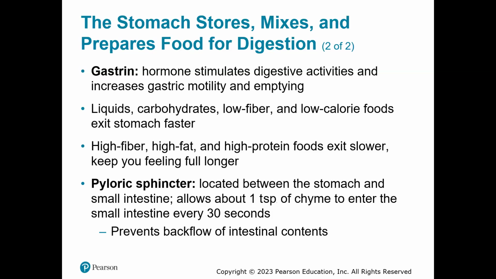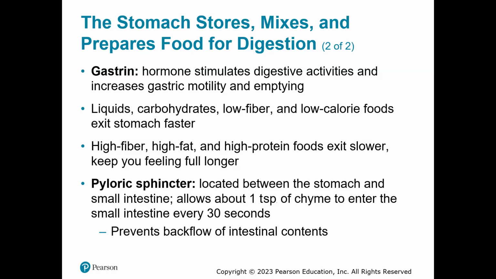So things that are going to exit the stomach faster are things that are fairly easy to digest. So liquids, carbohydrates, things that are low in fiber, things that are low in calories, those will move through more quickly. High fiber, higher fat, high protein foods exit slower, which is why eating high fiber and high protein foods will keep you feeling full longer and is actually really good for you, so that you don't overeat.